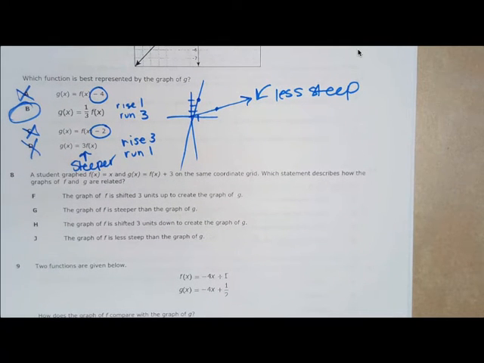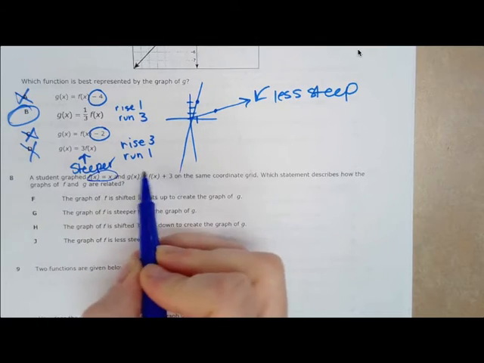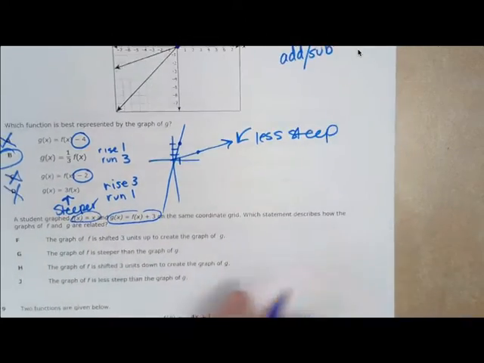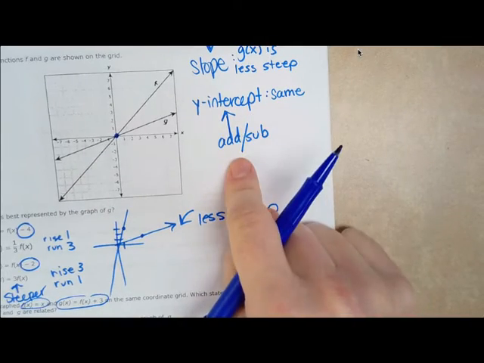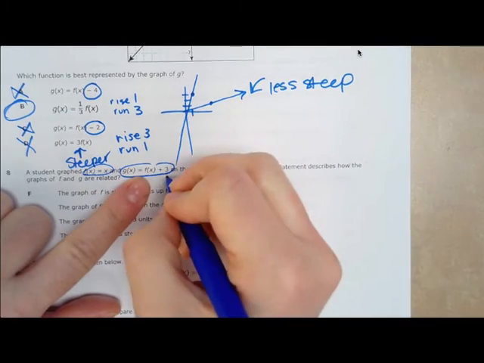Let's look at 8. A student graphed f of x equals x and g of x equals f of x plus 3 on the same coordinate grid. Which statement describes how the graphs of f and g are related? So we have f of x equals x and g of x is f of x plus 3. Remember how we said the y-intercept changes if we add or subtract? So this is adding 3.